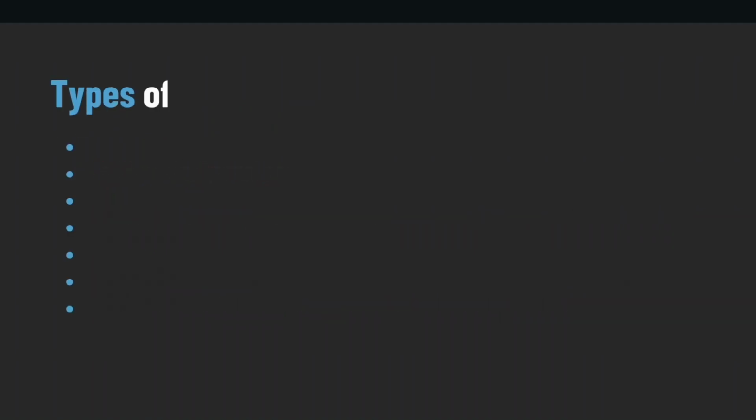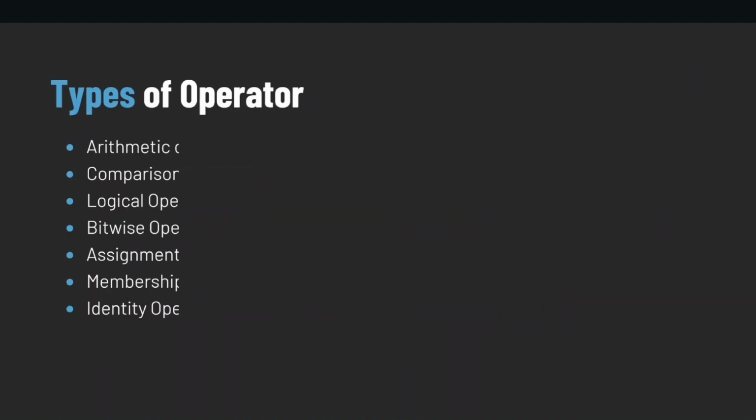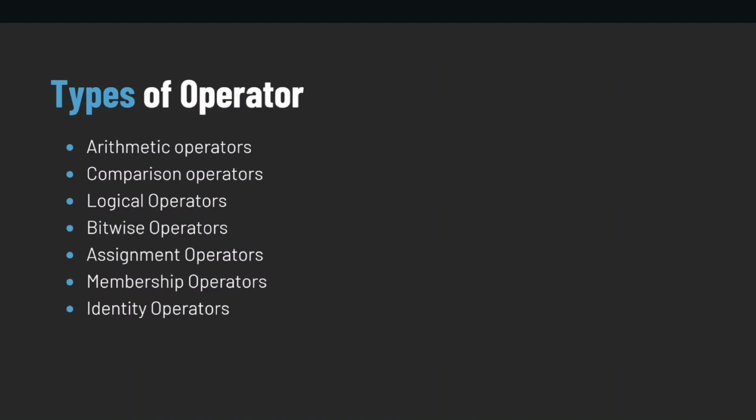Now, let's break down the main types of operators in Python. So types of operators in Python are arithmetic operators, comparison operators, logical operators, bitwise operators, assignment operators, membership operators, and identity operators. In this video, we will explore two important types of operators, that is arithmetic operators and comparison operators. First, we will see what they are and how they function, and then we will see how each operator works by running code examples so you can understand how to use these operators.